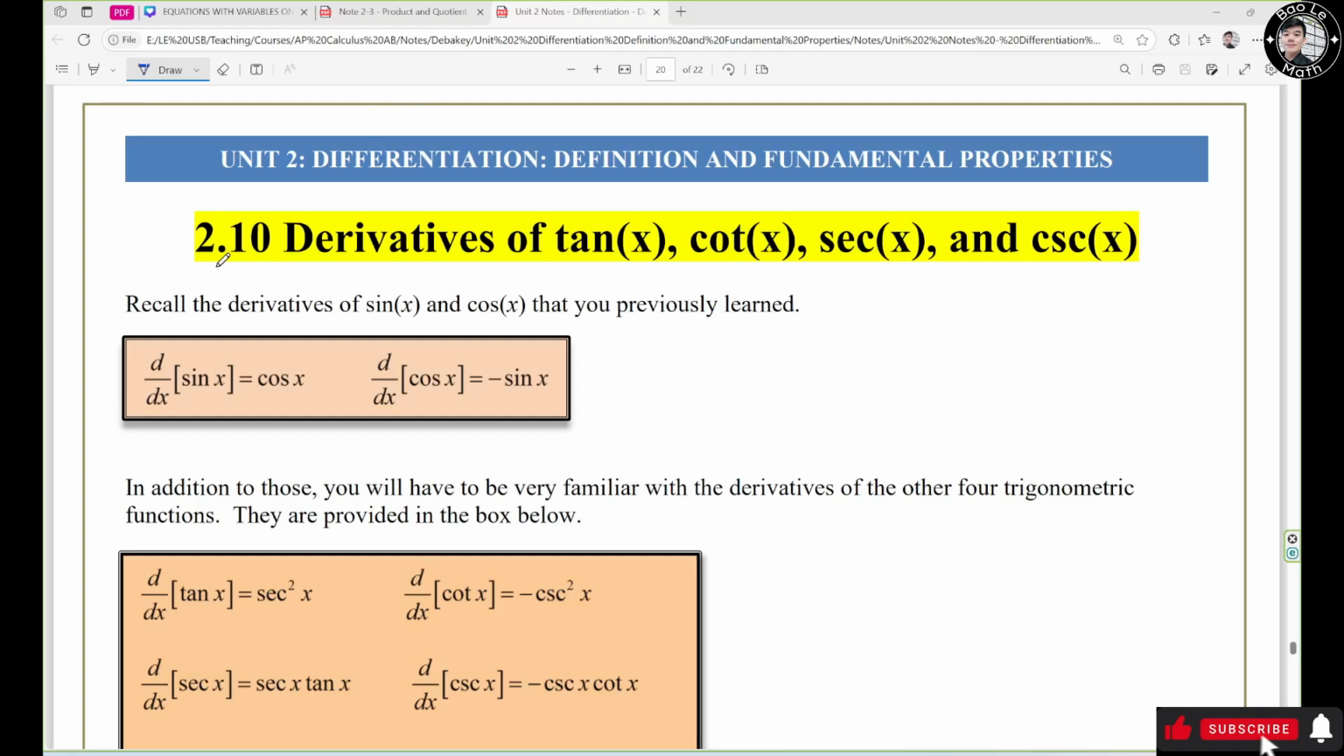Hello everyone, in this video we're going to explore the topic of derivatives of tangent x, cotangent x, secant x, and cosecant x for AP Calculus AB and BC.